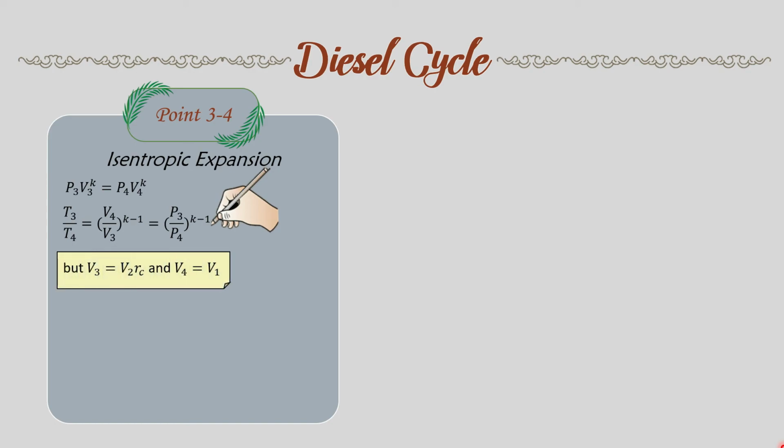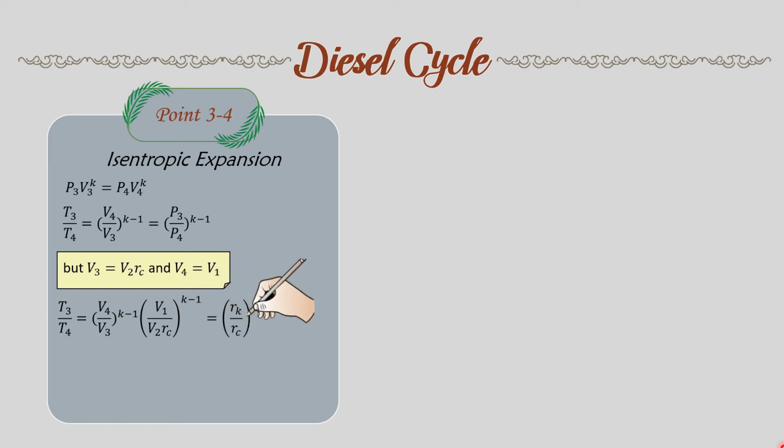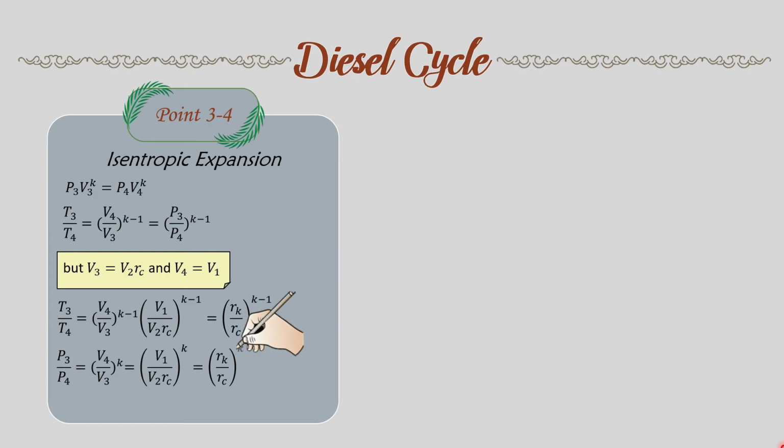But take note that V3 equals V2 times Rc and V4 equals V1. Rewriting the equation would give us T3 over T4 equals V4 over V3 raised to K minus 1, which is V1 over V2 times Rc raised to K minus 1, which equals Rk over Rc raised to K minus 1. And P3 over P4 equals V4 over V3 raised to K, which equals V1 over V2 times Rc raised to K, or simply Rk over Rc raised to K.